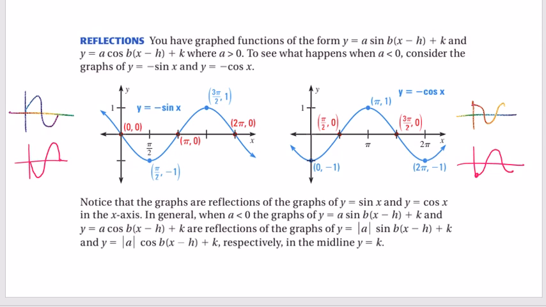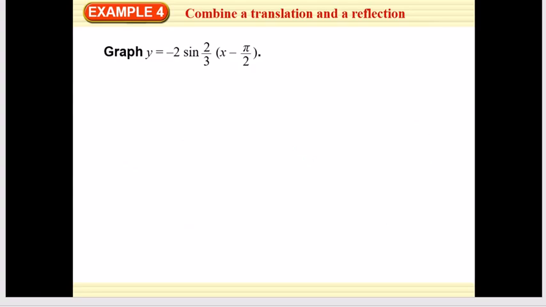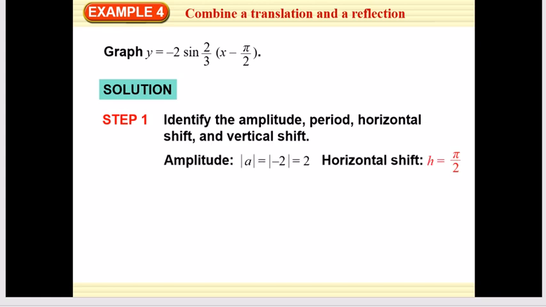Alright, so we still are going to be following, creating that midline, then chopping up your period and finding those critical points, those 5 points. Alright, so example 4. Graph y equals -2 sine of 2/3 x minus pi over 2. Alright, so identify all of your pieces here. You have your amplitude, which is 2. Your horizontal shift is pi over 2. Alright, so that means it is going to be pushing pi over 2 to the right.